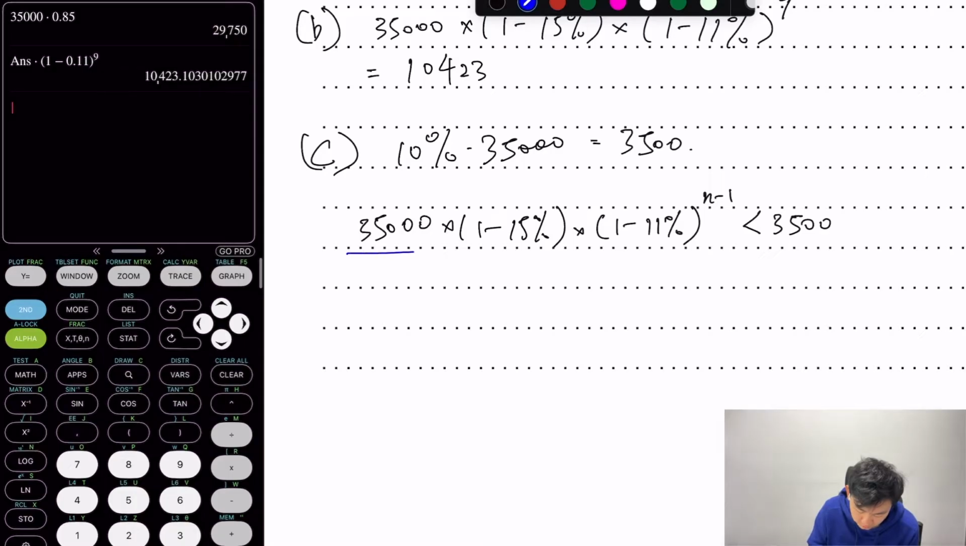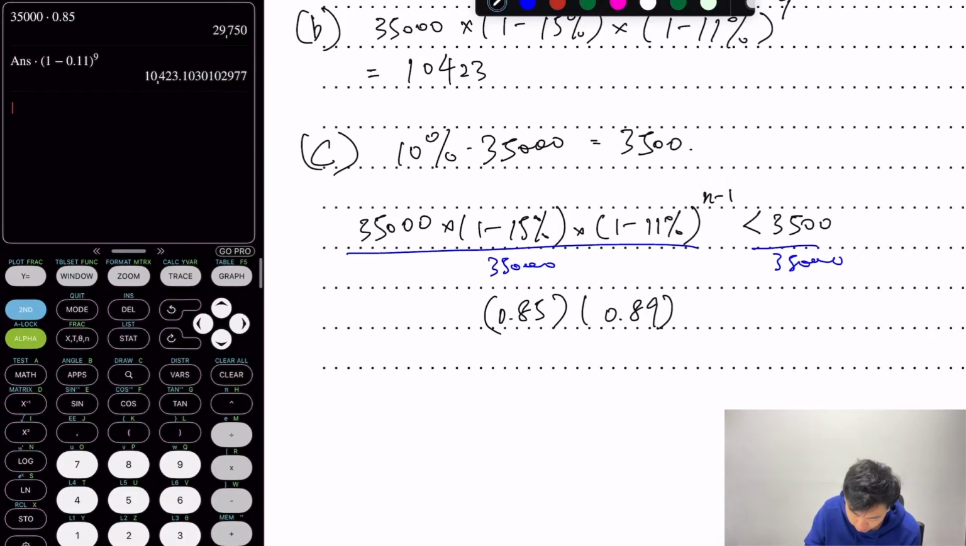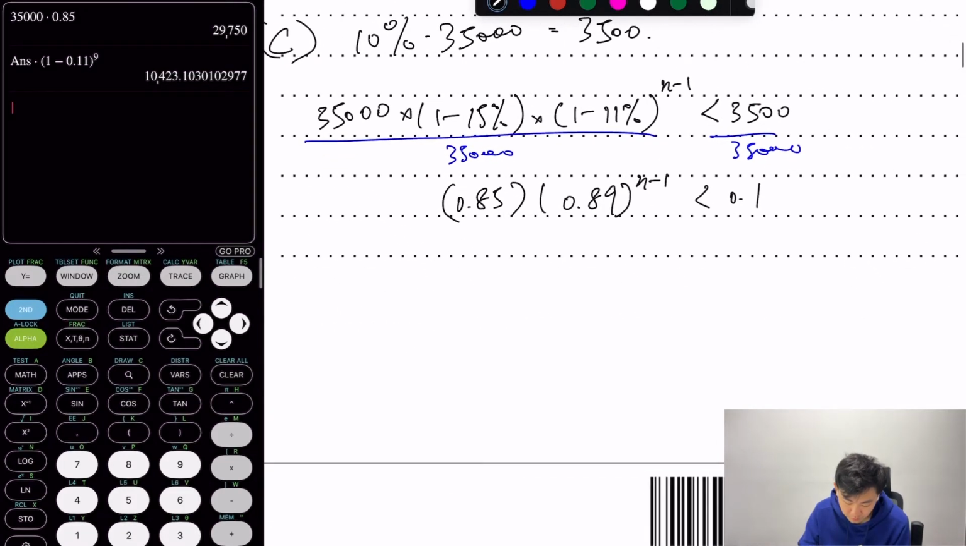So quickly, actually, you can do both sides divide by 35000. And then, of course, we simplify, and then we're going to have what? 0.85 times 0.89 to the power of n minus 1 has to be less than 0.1, right? So then we'll move things over, right? So divide both sides by 0.85, you're going to have 0.89 to the power of n minus 1 less than 0.1 divided by 0.85.